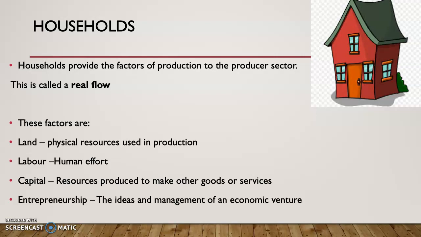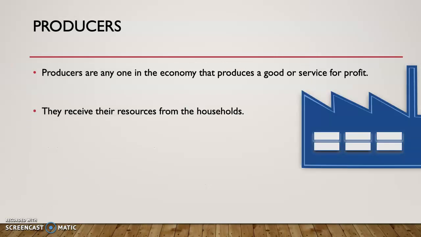Alrighty, so our households, we provide these factors. Who do we give them to? We give them to the producers. So the producers are anyone in the economy that produces a good or service for profit. They make stuff, and they are the ones like we're talking about Copeland's Bakery and McDonald's and basically anything you can think of that makes something and contributes in some way to the economy. We count as a producer.